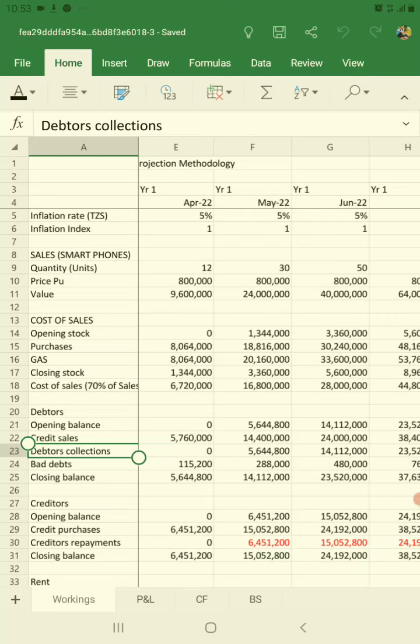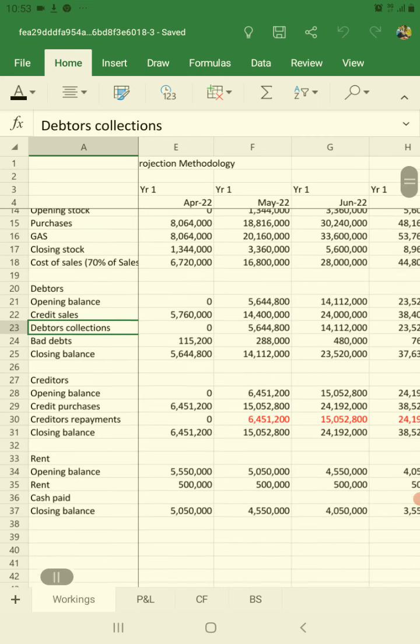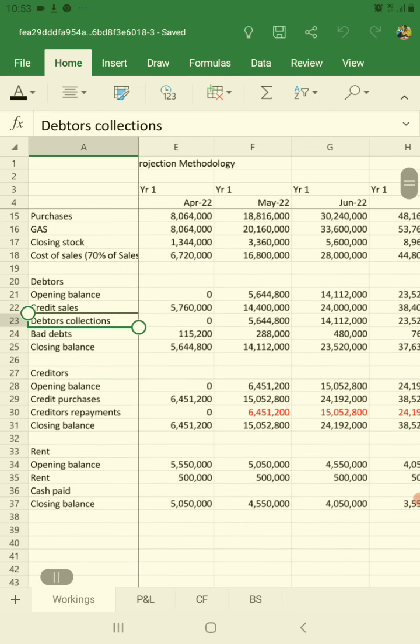Welcome back to this tutorial on financial modeling using Kaluta projection methodology. Last time we ended up with modeling of debtors, creditors, and rent payment, advance rent.